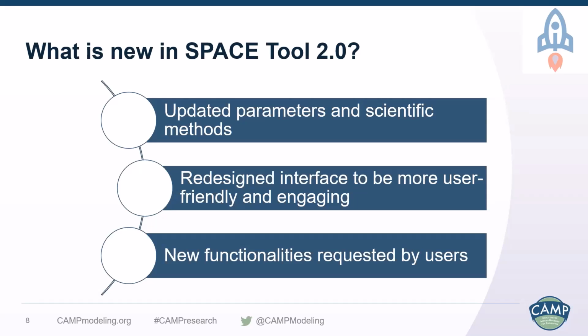Space Tool 2.0 uses similar scientific methods as the original model. However, it has several improvements. First, its parameters and methods are updated to incorporate the most recent scientific evidence. Second, we redesigned the interface to be more user-friendly. Third, we added new functionalities that meet your information needs.